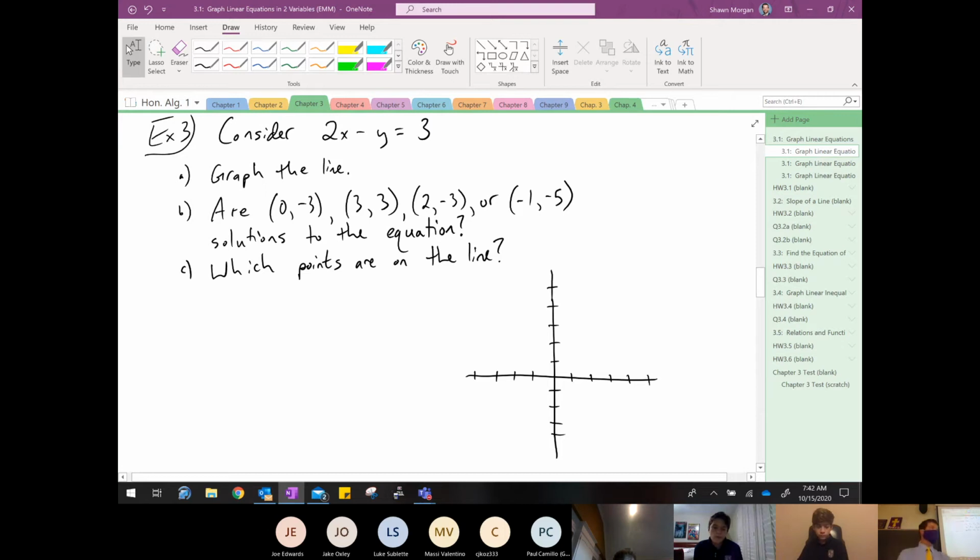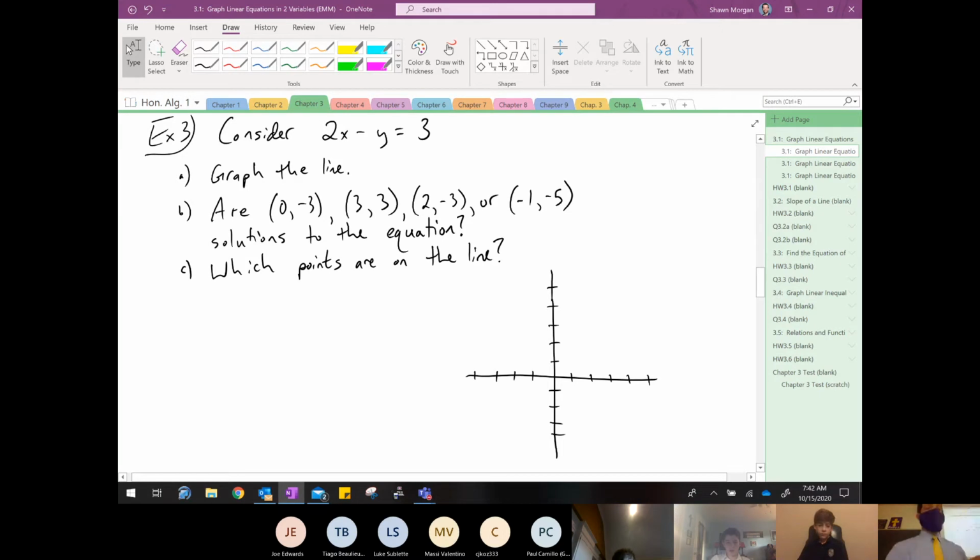Do we remember what we talked about intercepts? What were those intercepts? What does that mean? Somebody tell me. Jake, I haven't heard from you yet. Jake, what are our intercepts? What does that mean? Where an ordered pair crosses either the x-axis or the y-axis.